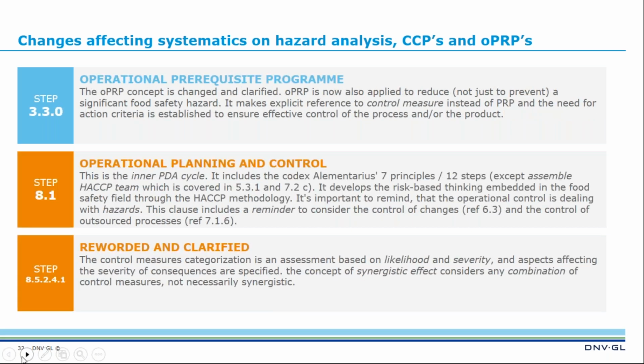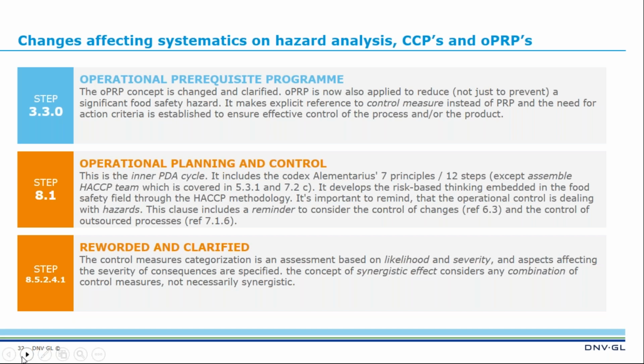Of course, the other changes in the ISO 22000 standard compared to the HACCP standards: the OPRP concept is changed and further clarified, where in HACCP you do not actually have an OPRP. Then in clause 8.1, there is an inner PDCA cycle, where in HACCP standards you only have this particular PDCA cycle. In ISO 22000, you actually have an outer PDCA cycle stage. So this is something different compared to the HACCP requirement.